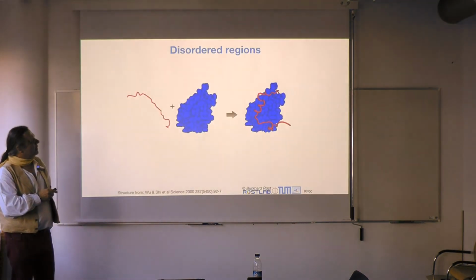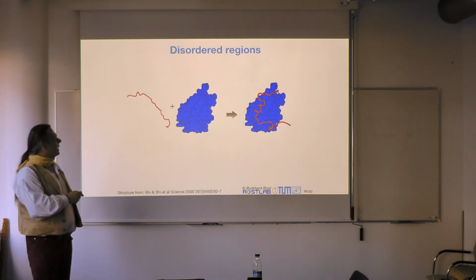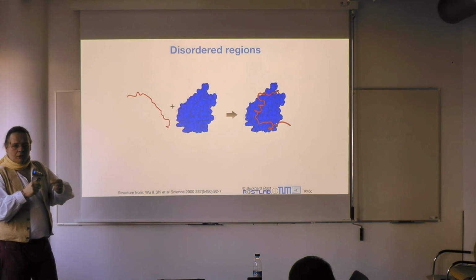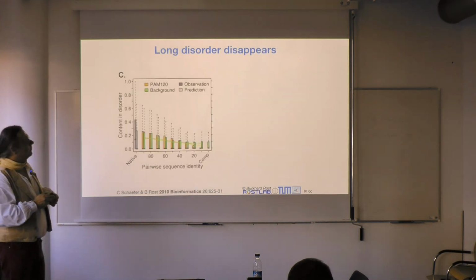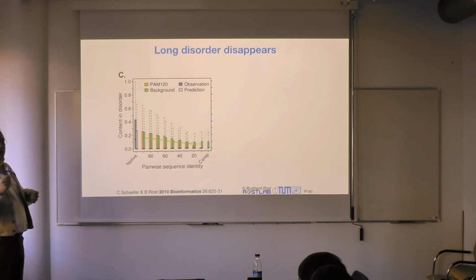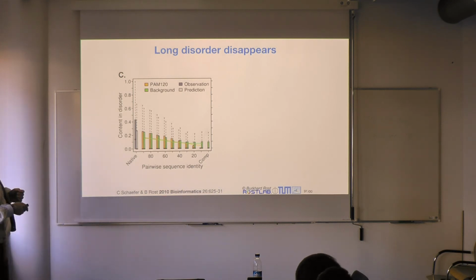Now, the disorder story, background again: we don't know quite what disorder is. One definition is you shine light at 2 different time points, you don't see the same thing. And when we look at long disorder, disorder that is at least 30 consecutive residues, then for that we see, in fact, the content in disorder clearly goes down.